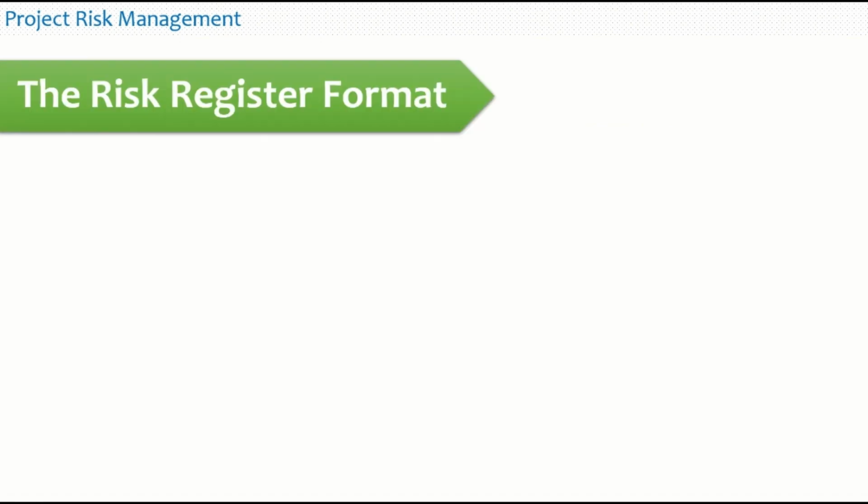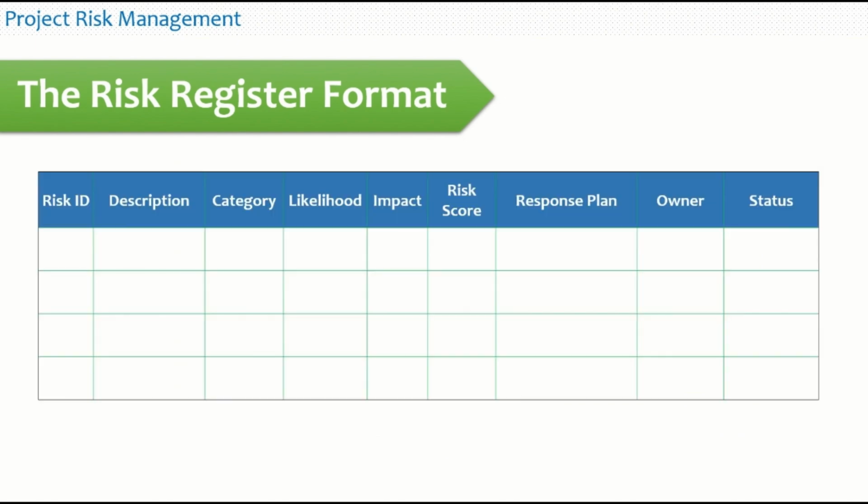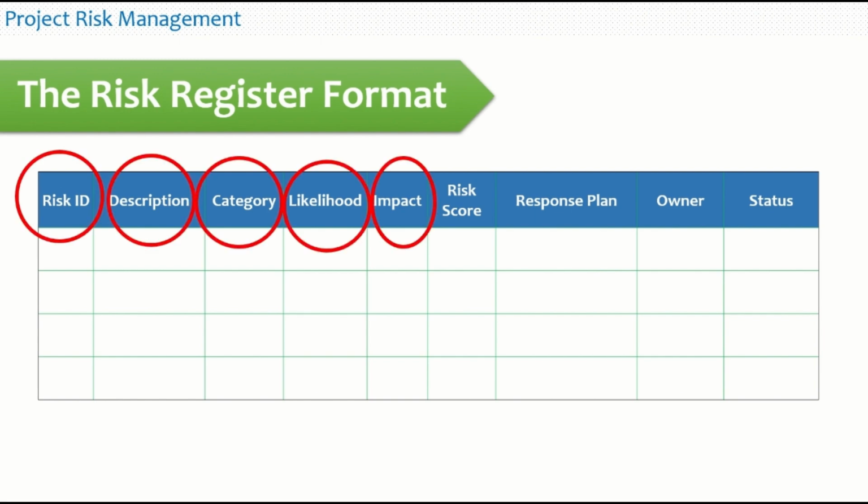Let us go through a sample risk register format if you want to implement the risk management framework in your project. This is a sample risk register format. Here are the risk ID, description, category, likelihood, impact, risk score, response plan, owner, and status. These fields are the basic requirement of a risk register format. You can customize it with some advanced level of features, which we will see in another video.